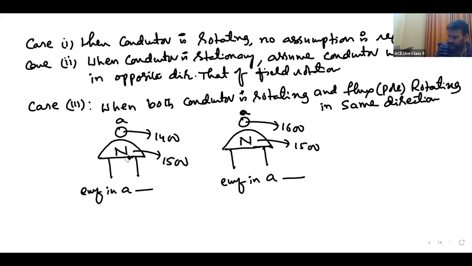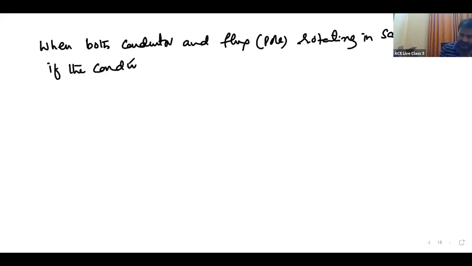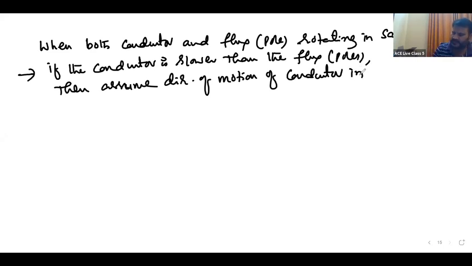In the first diagram, conductor is rotating clockwise, but we have to assume counterclockwise because it is slower. Whereas in the second diagram, conductor is faster, so no assumption is required. Let me write the conclusion: when both conductor and flux, or pole, are rotating in the same direction, if the conductor is slower than the flux, then assume the direction of motion of conductor in the opposite direction to that of field rotation.